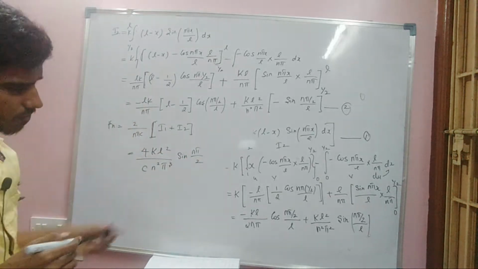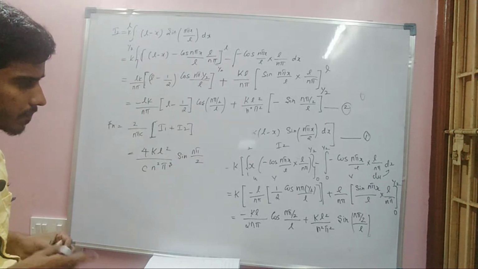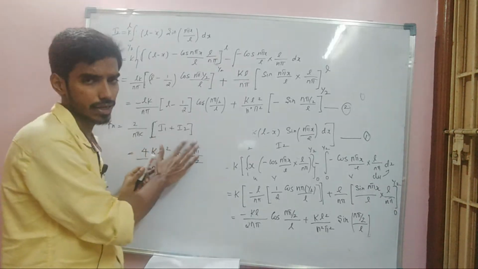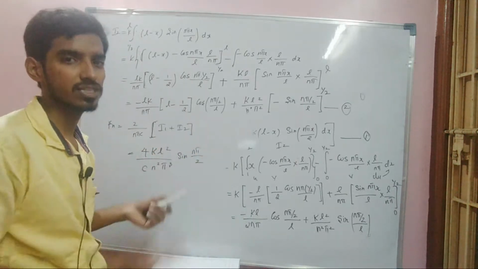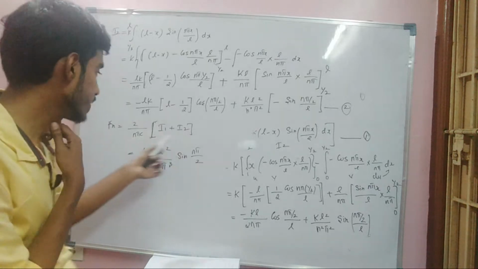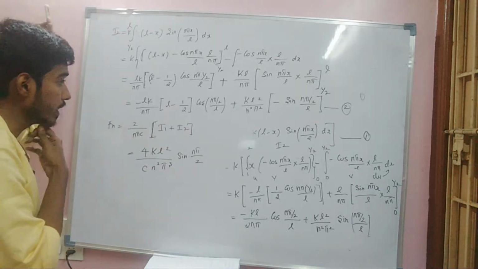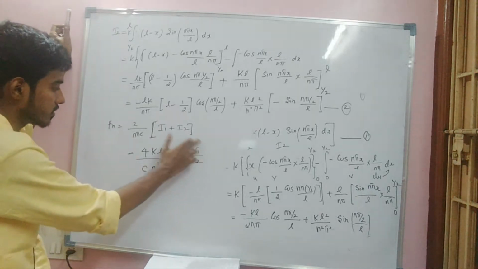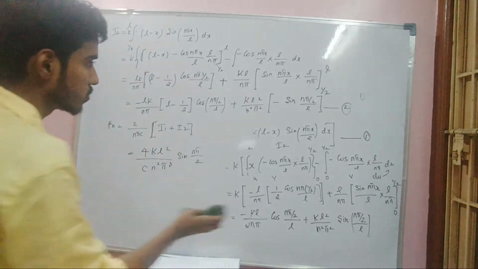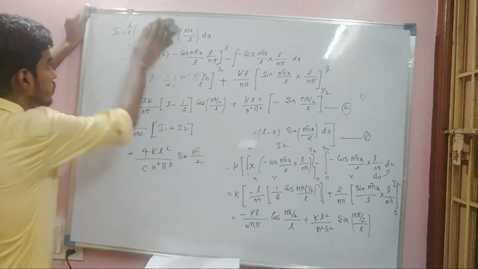I think I have made some plus or minus error somewhere. So nothing, you just have to find the integrals I1 and I2. I1 is nothing but integration by parts, you have to do that, and I2 also integration by parts. You have to add that, and you have to multiply by 2 by n pi c. So you will get this answer, right? 4k L square. So you just take this as an exercise. You just have to add I1 and I2.